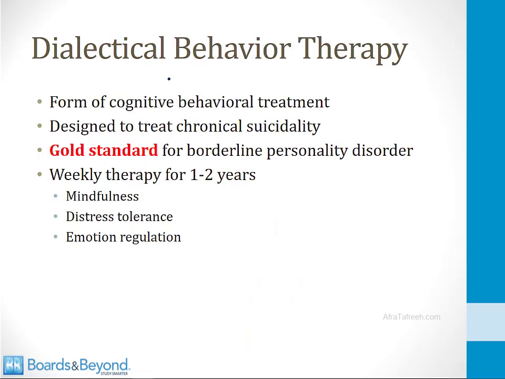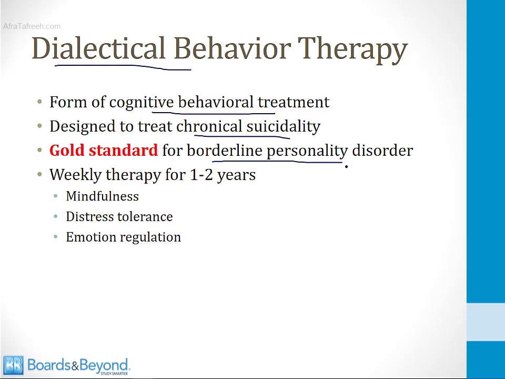Now, I told you before that in general, personality disorders are difficult to treat, but when they are treated, they're usually treated with behavioral therapy from a psychotherapist. But there is one specific therapy you should be familiar with for step one, and that's called dialectical behavioral therapy. This is a form of cognitive behavioral therapy. It was initially designed to treat patients who are chronically suicidal, and it's now the gold standard for treatment of borderline personality disorder. The word dialectic means to discuss opposing views.